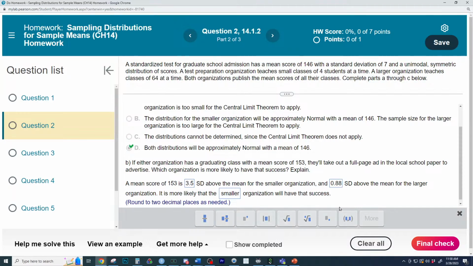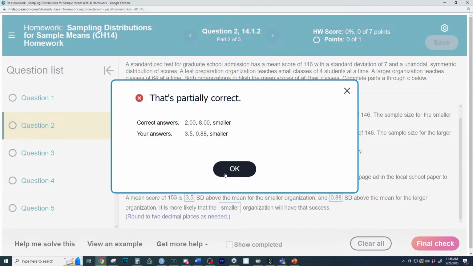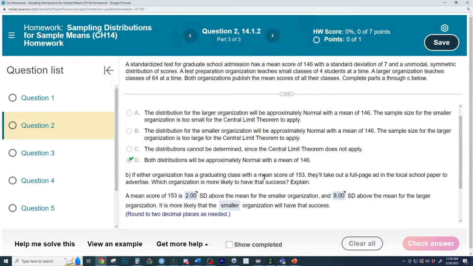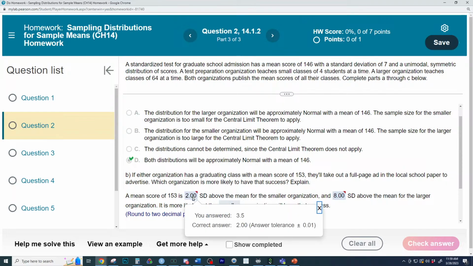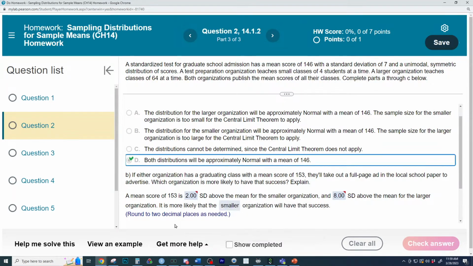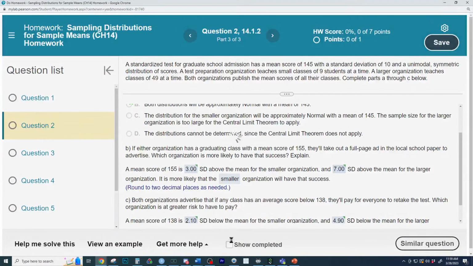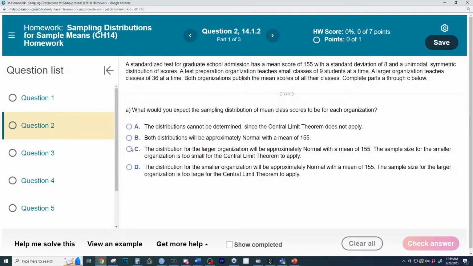Sloan, is this it? Wait, what did I do wrong here? Okay, let's review. I went way too fast. Wait, a mean score of... Oh, it's doing z-scores. I just looked at the problem way too quickly. It's doing z-scores. So, sorry about that.